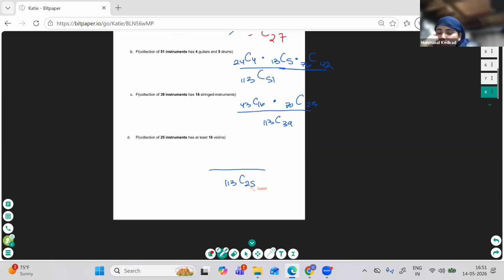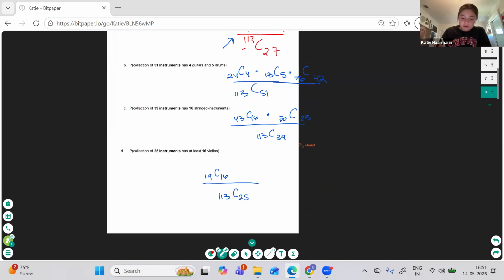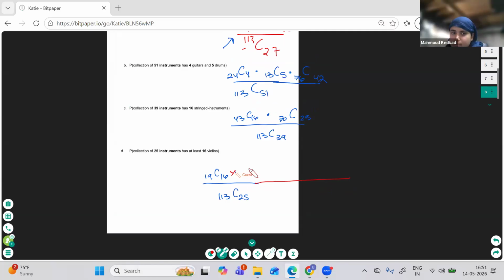So, how many violins are there? There's 19. 19, okay. Then would you do 19 minus 1, or you do 16 minus 113 and then 25? So there's going to be multiple cases now. So you have at least 16. So you pick at least 16 and then times the remaining, which is what you said. So that's 25 minus 16. It's 9. And then 113 minus 19.